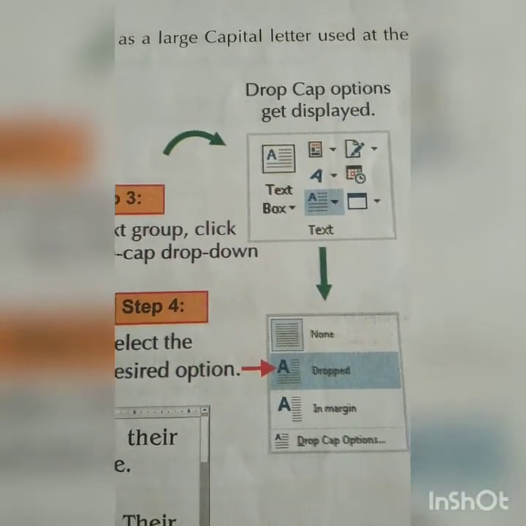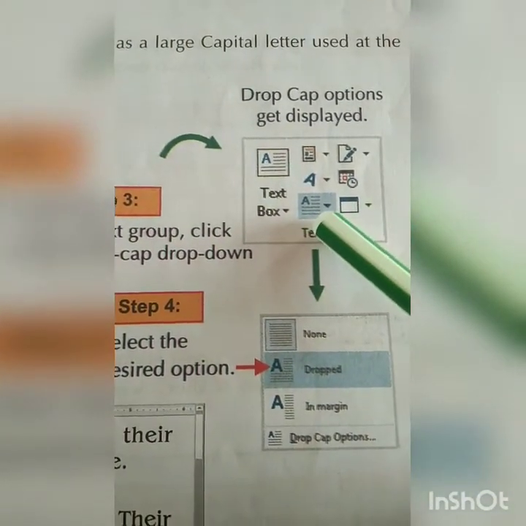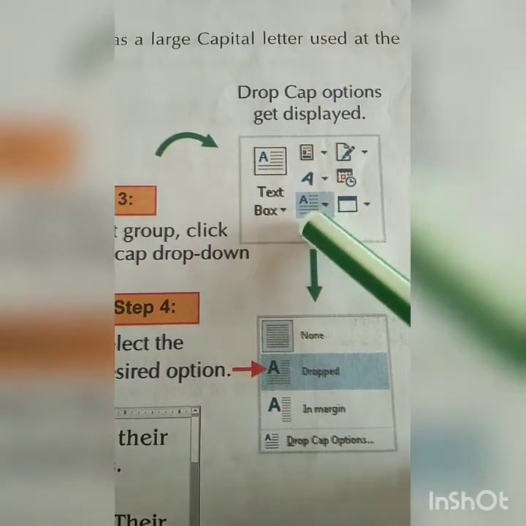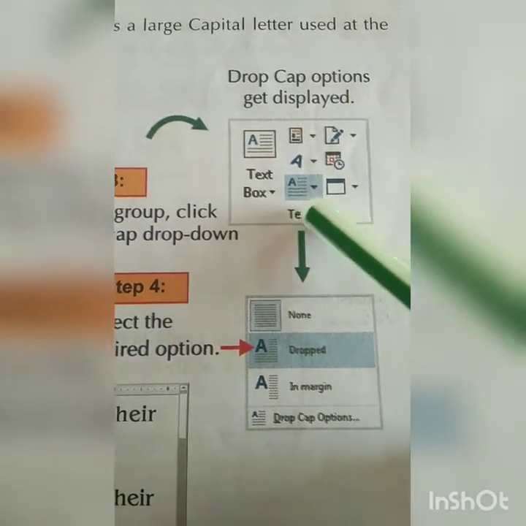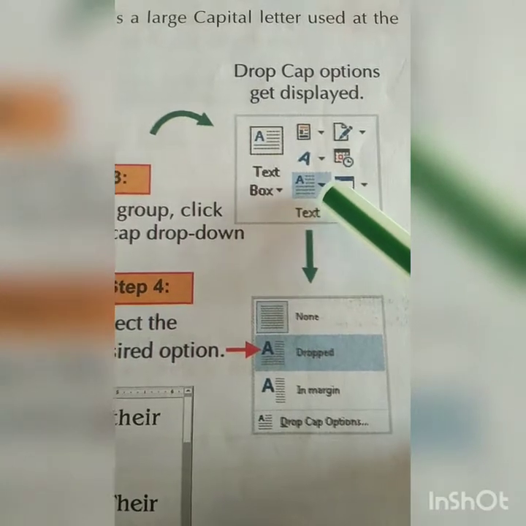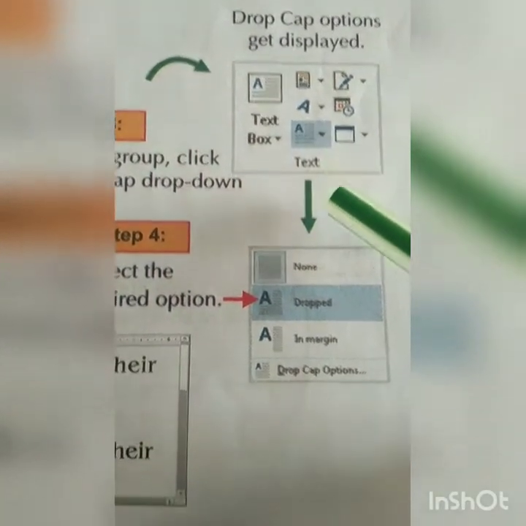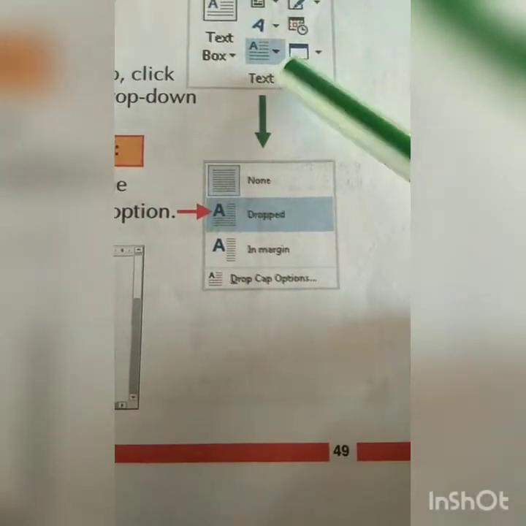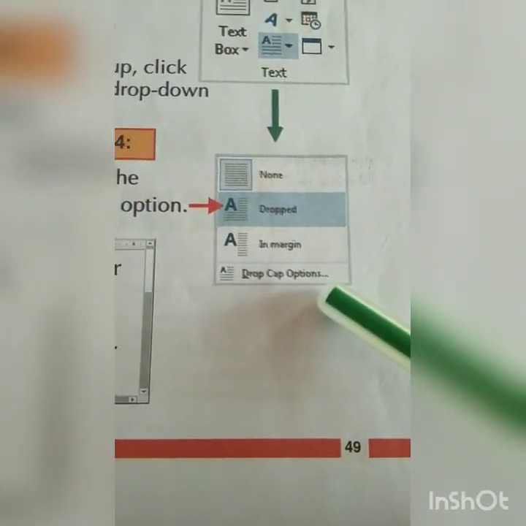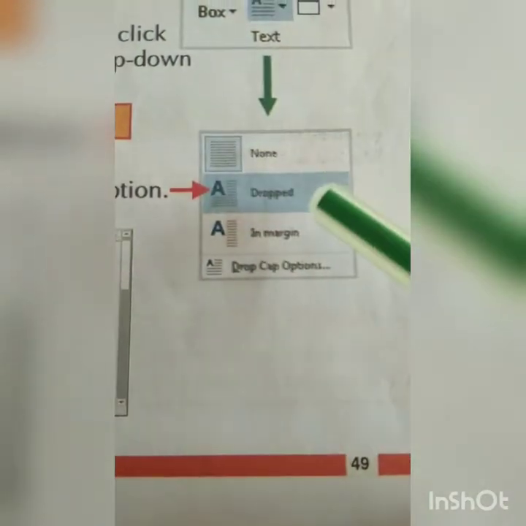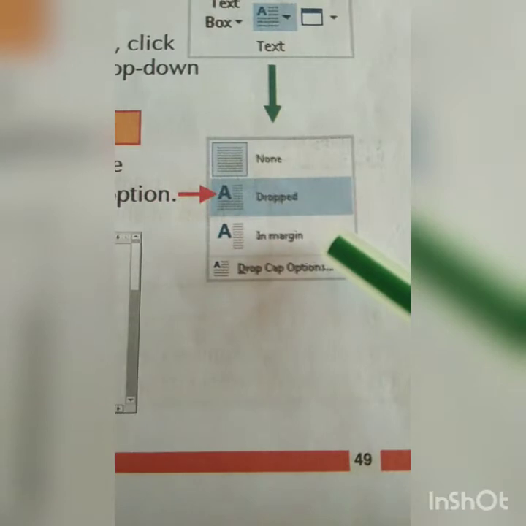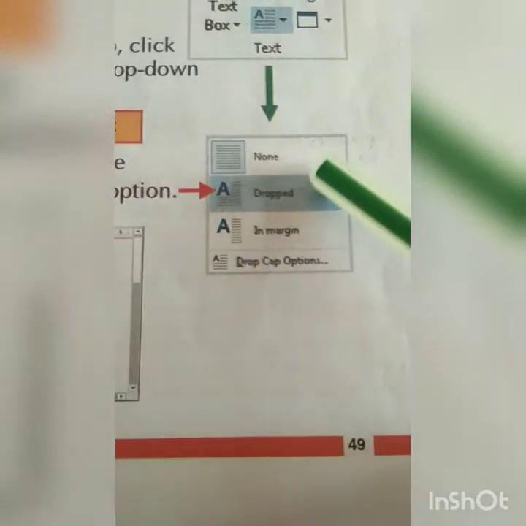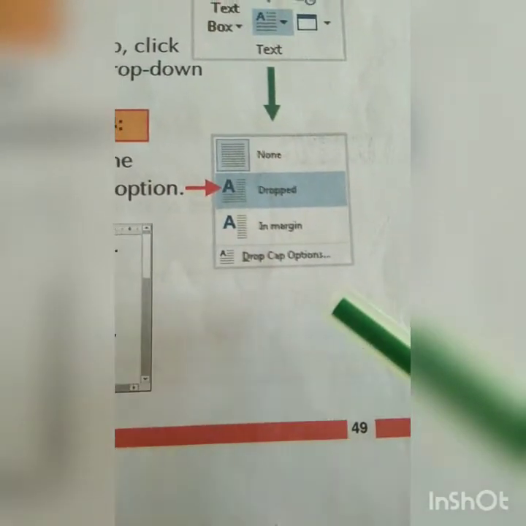First of all, you are seeing that the A is a capital letter and all the sentences are given in line. You are going to select this option as drop cap. After selecting that, you will get more options: none, dropped, or in margin, where the first letter and everything sits side by side. It's your choice what type of format you need.